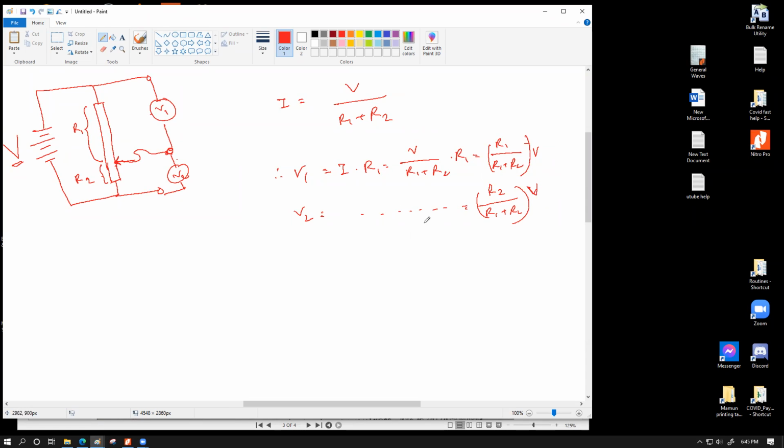Are you clear with this part? I hope it is okay.